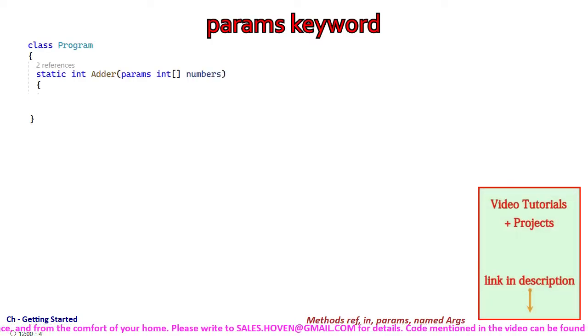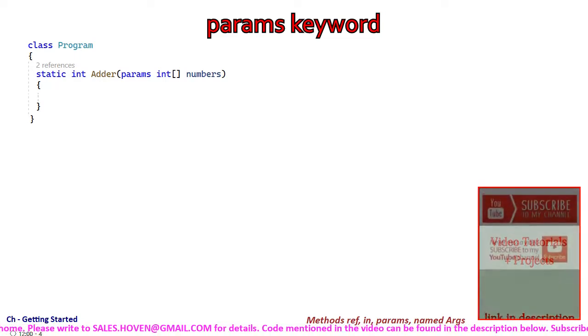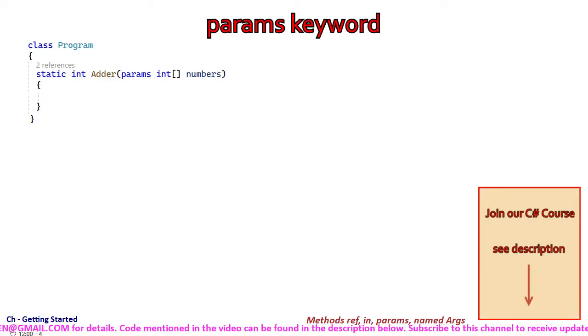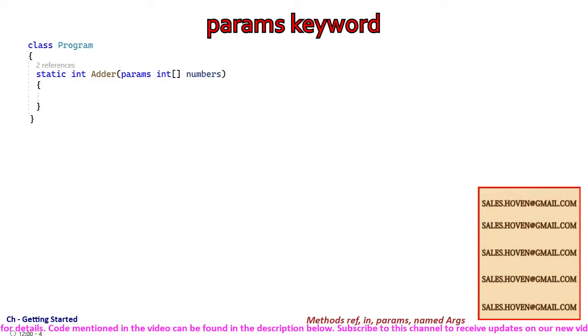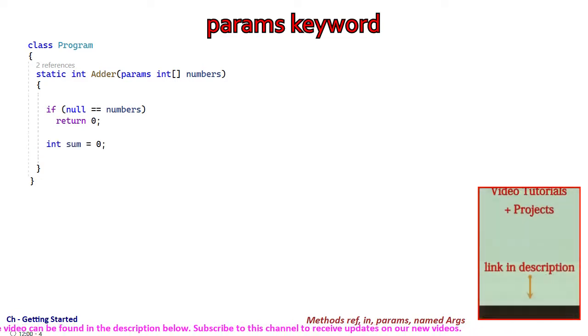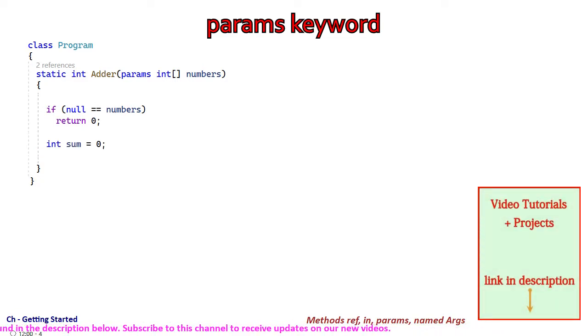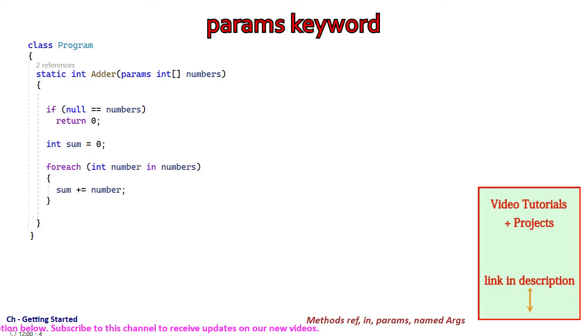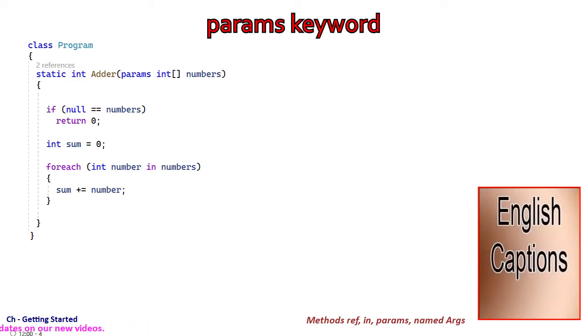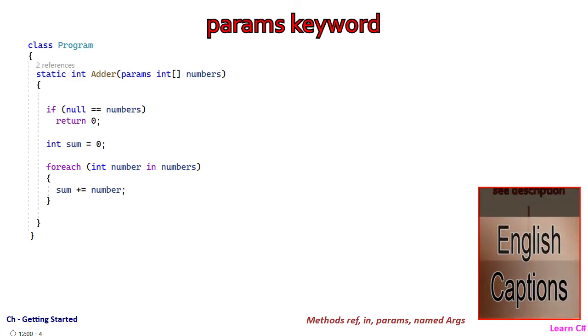Consider this program where we have a function called adder. This function accepts an unspecified count of int numbers as a parameter array. Inside this, first a null check is made. Then a variable for storing the sum is created, and after that a foreach loop is used to add the numbers. Notice that this function is capable of receiving any count of numbers.